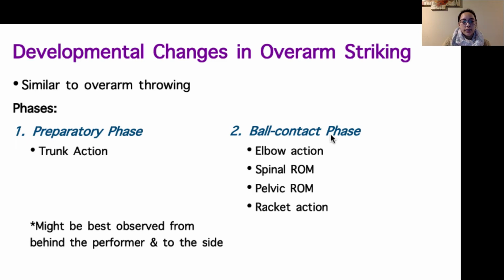Again, it's typically best to observe overarm striking from both the side as well as behind the performer, so you get a good sense of how the implement is moving, how the person is moving, and then how all of that is working in relation to the object that is coming at them or that is hanging stationary in space.